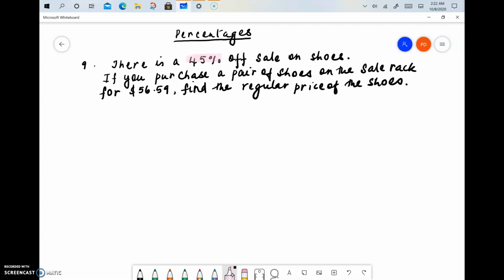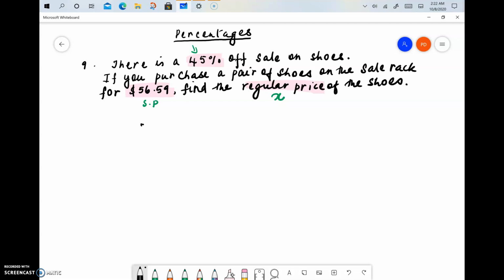There is a 45% off sale on shoes. If you purchase a pair of shoes on the sale rack for $56.59, find the regular price of the shoes. So we don't know what the regular price is. We do know what the sale price is, and we know the percentage off. So let's see what we can do next.